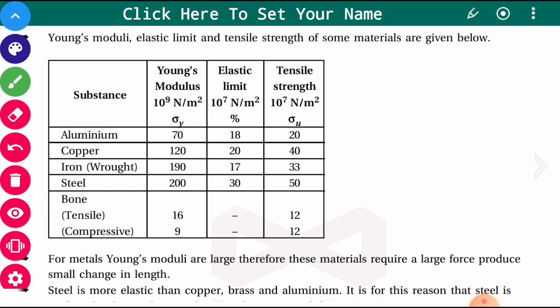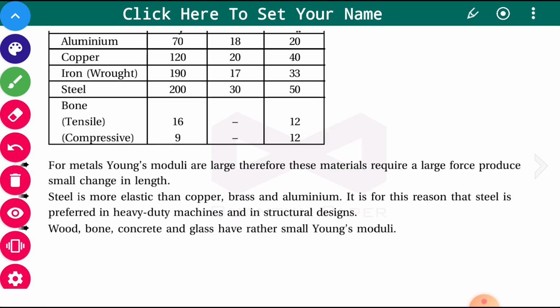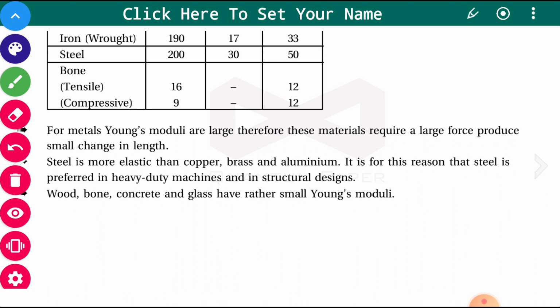These are the Young's moduli of different materials. For metals, Young's moduli are large. Therefore, these materials require a large force to produce a small change in length. So if you want to change the length of these materials, then you require a large amount of force because their Young's moduli are very large. Steel is more elastic than copper, brass and aluminium. It is for this reason that steel is preferred in heavy duty machines and in structural designs. Wood, bone, concrete and glass have rather small Young's moduli.